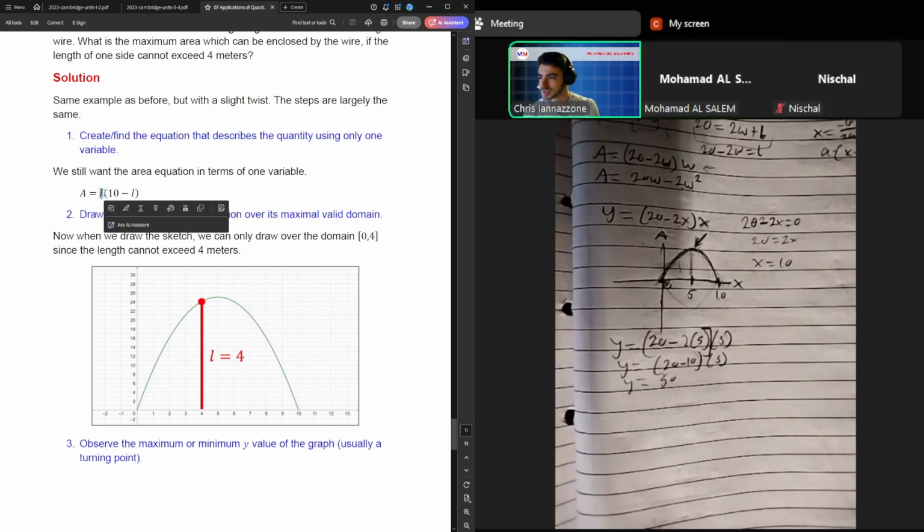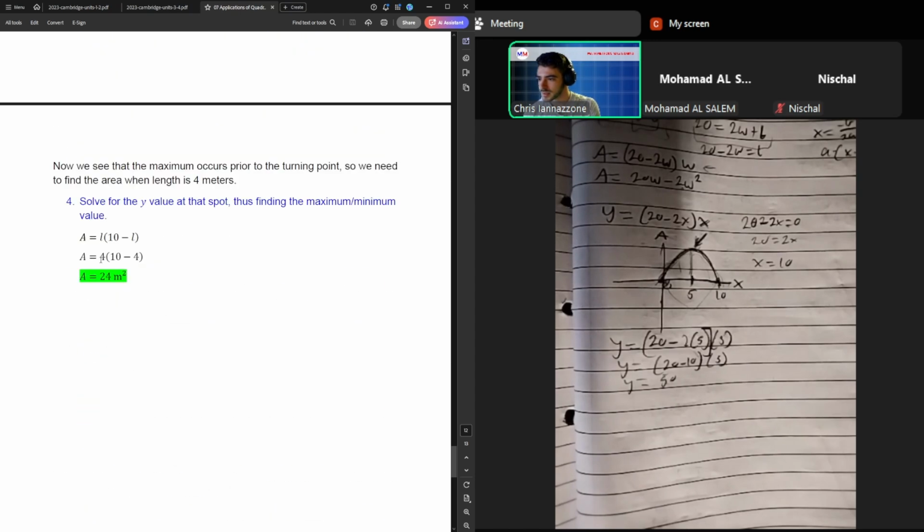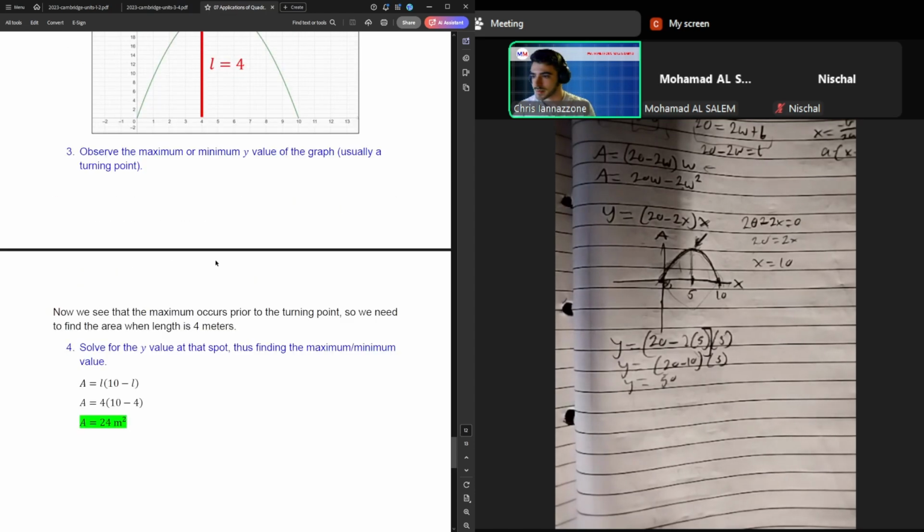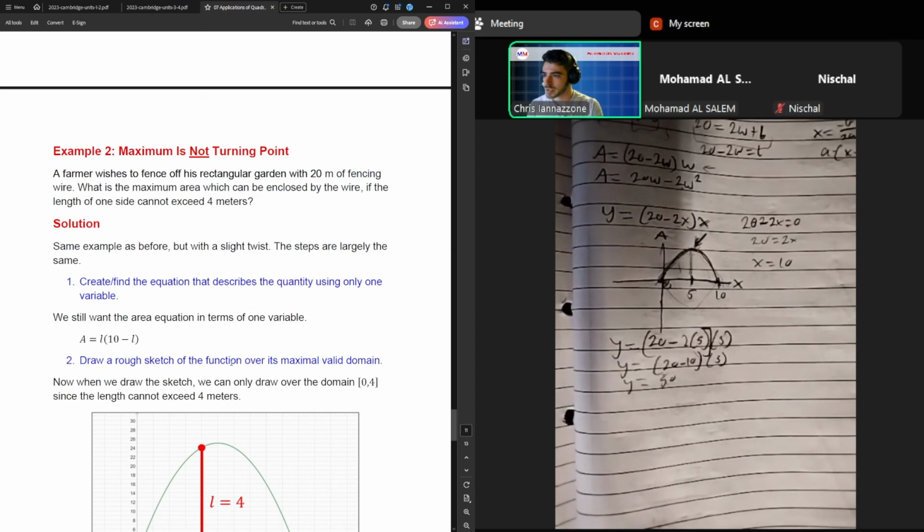Nice and easy. So you replace all these L's with 4s, and in this case you're going to get 24 meters squared. So it's a rare example where your maximum won't be a turning point. It has come up though, and it may still come up just to throw you off, especially in SACs, because SACs are much more targeted in the particular topics. Exams, it's about 50-50 whether or not you're going to get a turning point for your maximum or whether you're going to have to restrict your domain a little bit more.